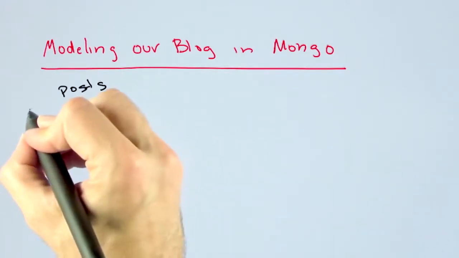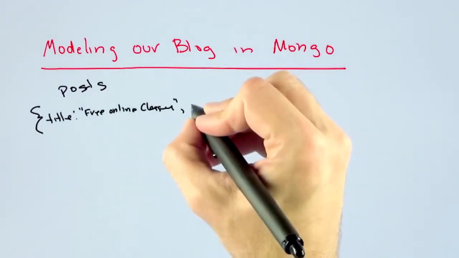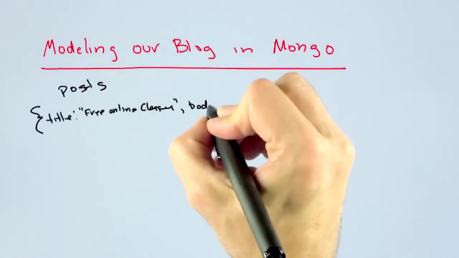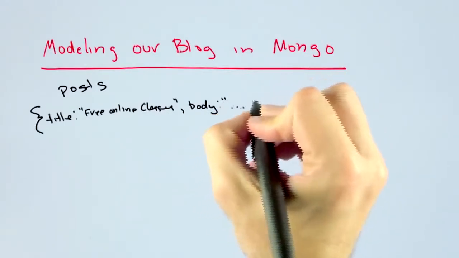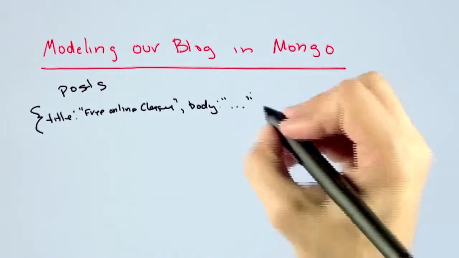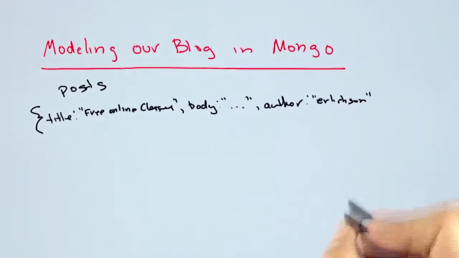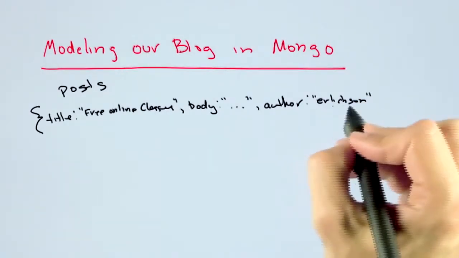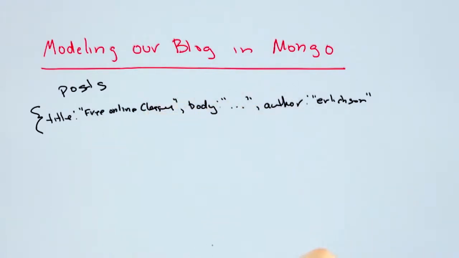So we might have a post title, like free online classes, along with the body itself of the post, which I won't show. I'll just put some ellipses in for that. Along with the username of, let's call him, the author. And for that, I'm going to put my name right into the collection. I'm not going to put an ID in, and the reason is, as I'm going to show you, that we're going to use this as the ID for our other collection, the authors collection.